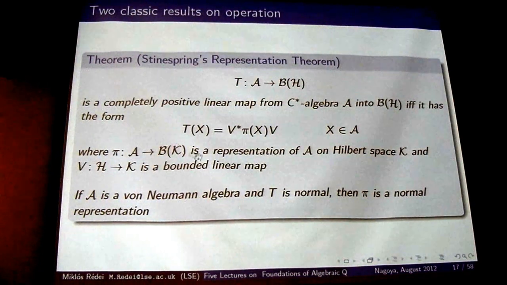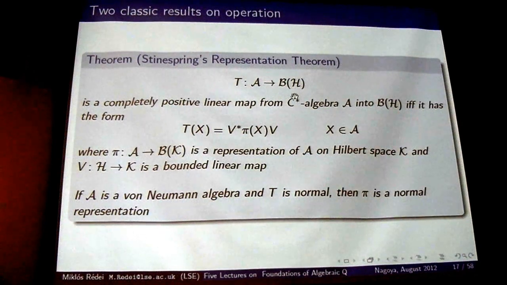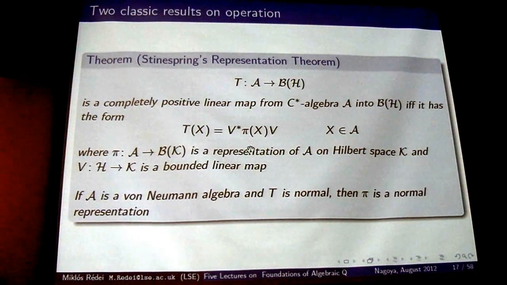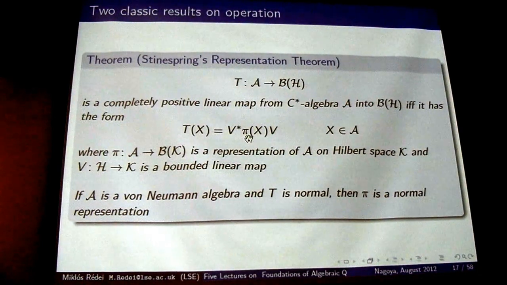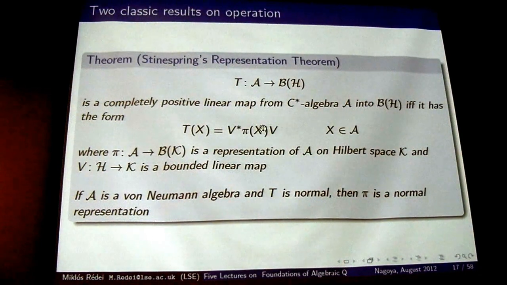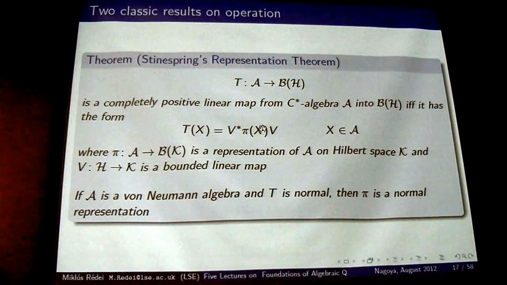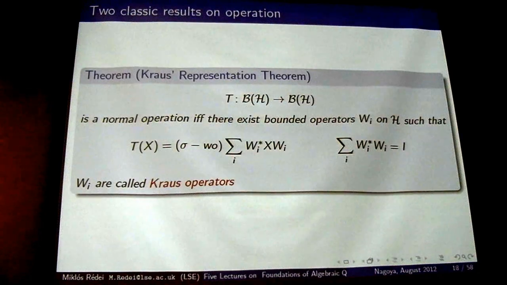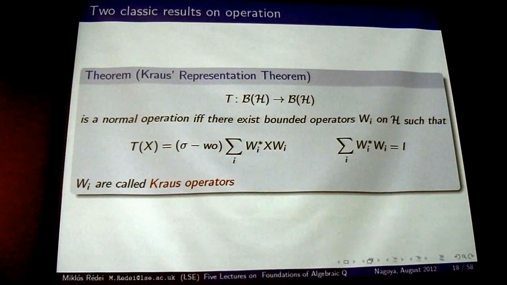Okay, so all CP maps into the set of bounded operators over Hilbert space are of this form. It's a very useful representation theorem, used extensively in quantum information. This is very well known in quantum information. A consequence of this theorem is perhaps even better known.